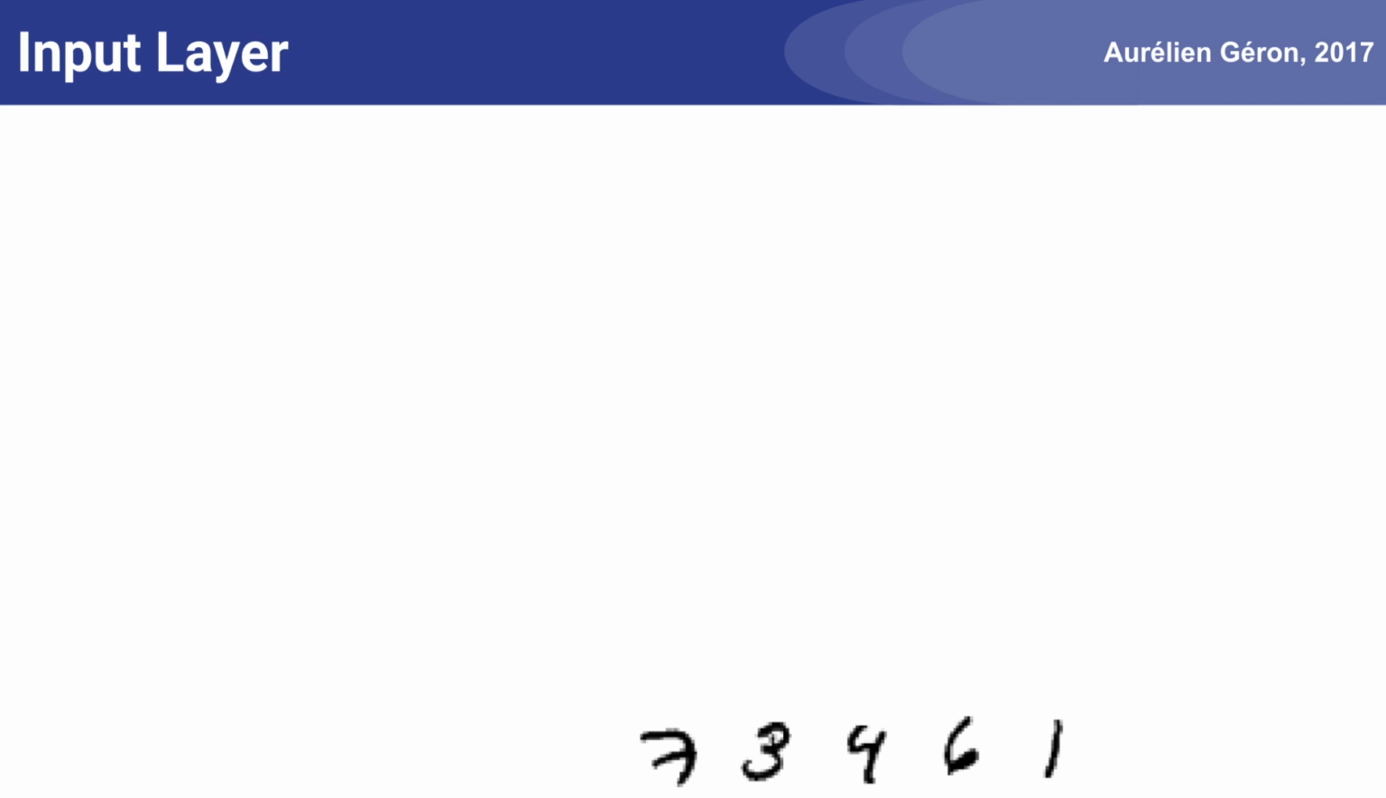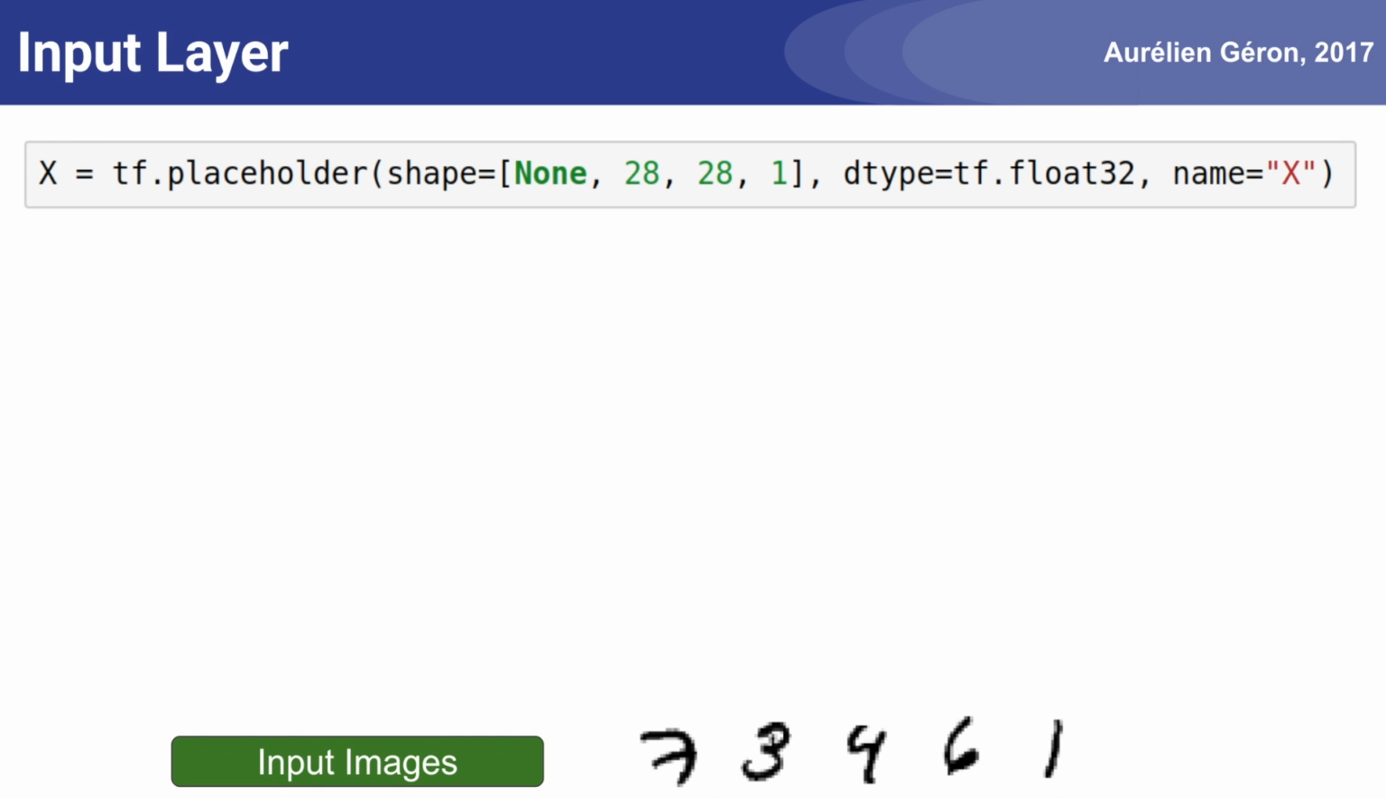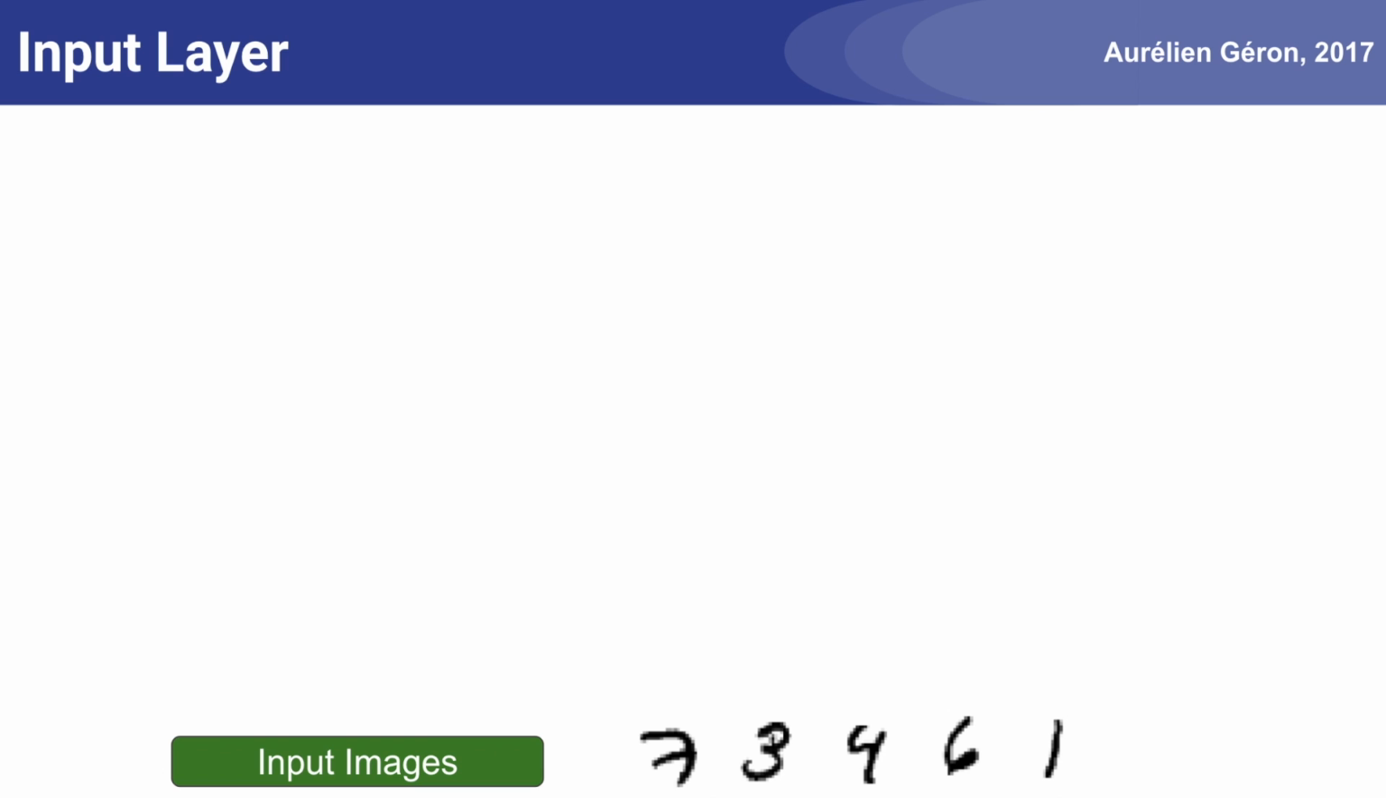First, we need to feed the input images to the network, and that's our input layer. We implement it using a simple TensorFlow placeholder. The batch size is unspecified so that we can pass any number of images in each batch, in this example 5. Note that we directly send 28 by 28 pixel images with a single channel since the images are grayscale. Color images would typically have 3 channels for red, green, and blue. And that's it for the input layer.